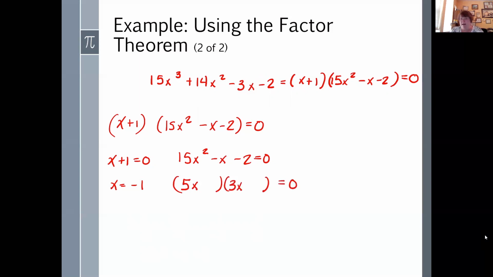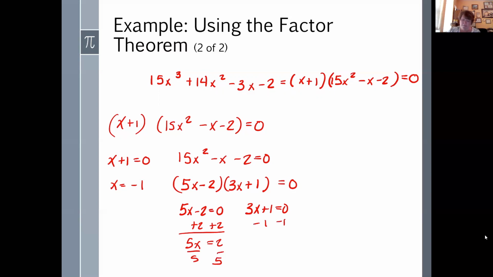Okay, I need 2 factors to put in that last place so that when I do outside and inside, I get -1. So I think I'm going to put a 2 here, and a 1 here, and a minus here, and a plus there. So now we set the 5x minus 2 equal to 0, and the 3x plus 1 equal to 0. Add 2 here, divide by 5. So it looks like another solution to this equation is 2/5. Subtract 1 here, divide by 3, and the other solution is -1/3.